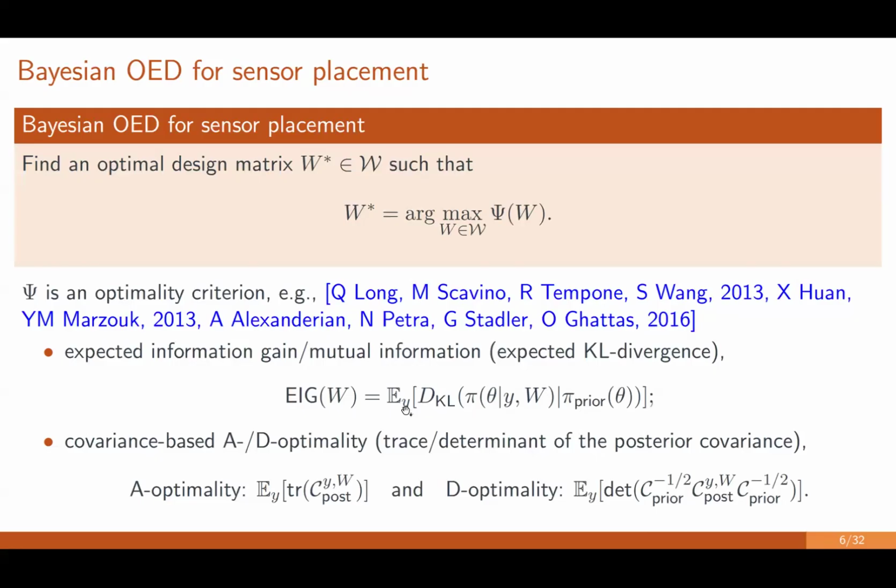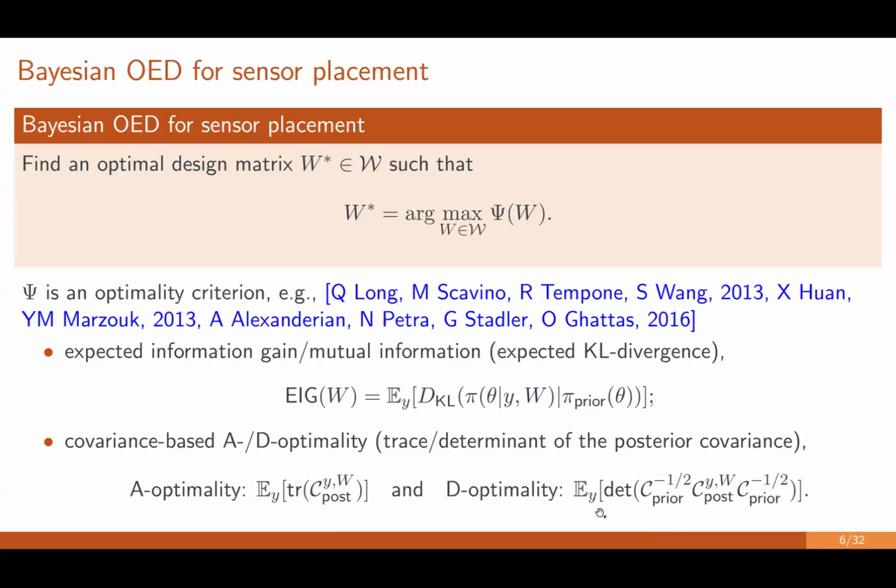This is expected information gain, and also some covariance-based, so-called A-optimality or D-optimality. It measures the trace or determinant of the posterior covariance. Like here, we have a posterior covariance in the Laplace approximation. It depends on data Y and design W, right? We can take the trace and average with respect to our data Y.